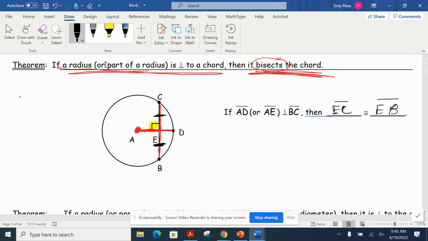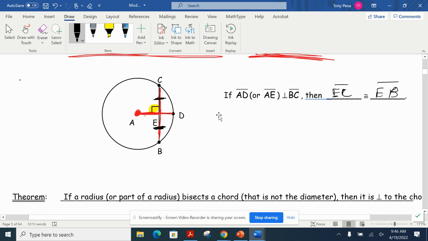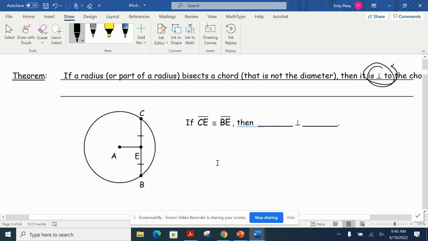All right, the other one is just kind of the converse of that. And by that, I mean, this says if a radius or part of a radius bisects the chord. So if we know that this radius bisects this chord, then we would know that it is perpendicular. So it's kind of a give and take. If one is true, then the other has to be true. All right, largely it's the same exact idea. If we know these are getting bisected, then this has to be a 90-degree angle. All right, that's what this one is saying.